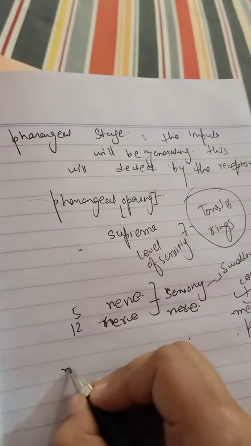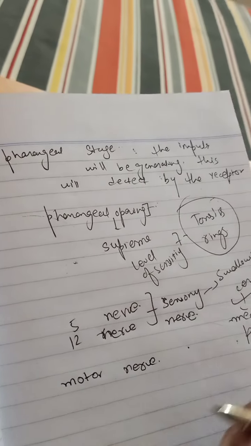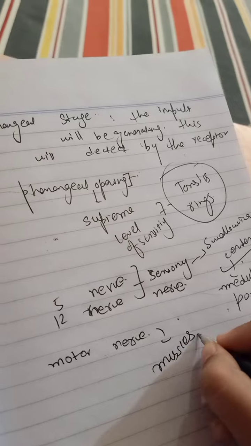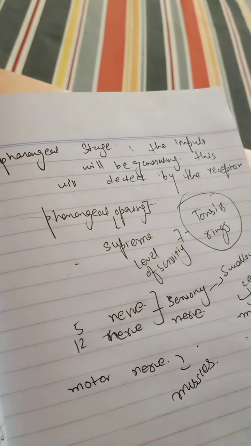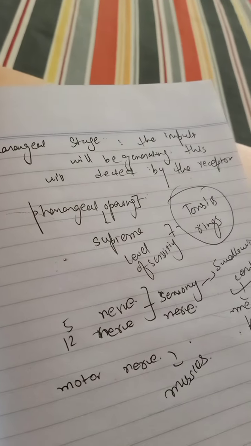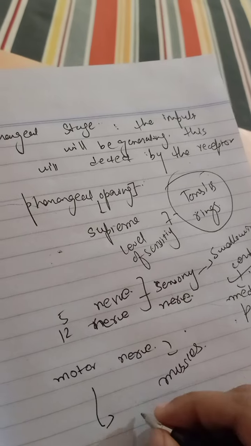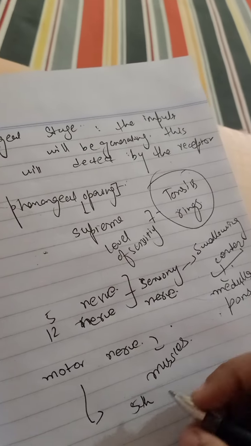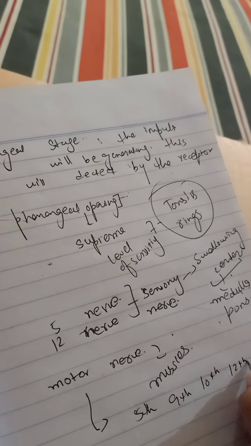Now we have a motor nerve. As you all know, the function of the motor nerve is to command the effector, and here the effector will be the muscles, like the tongue, pharynx, and esophagus, all of them. So this motor nerve will get its neurons from the fifth cranial nerve, ninth, 10th, 12th. Okay.